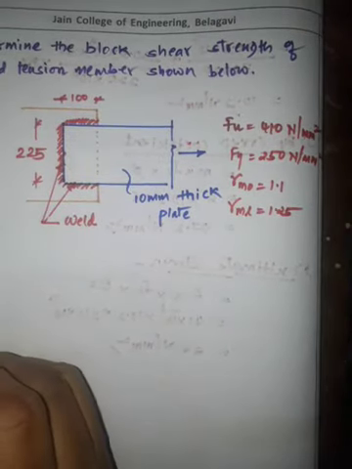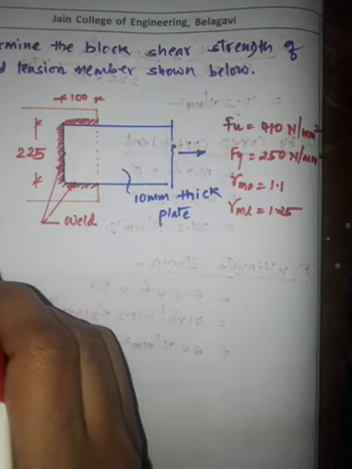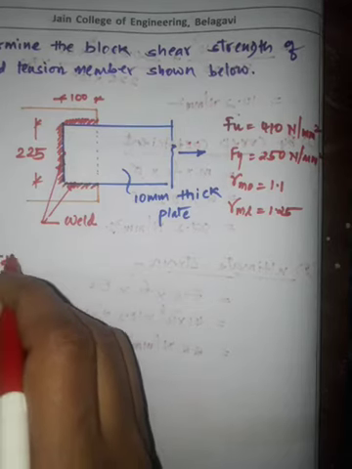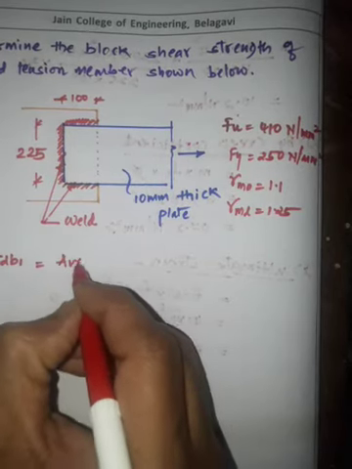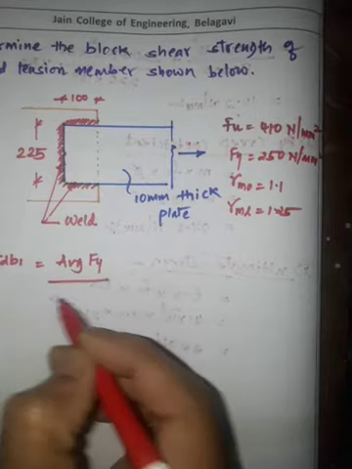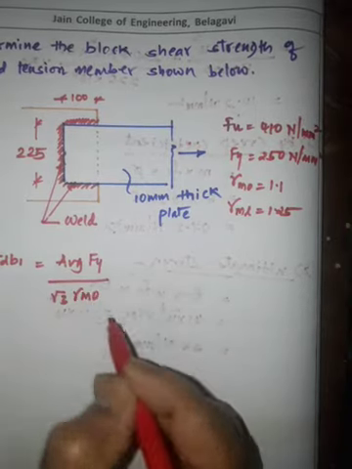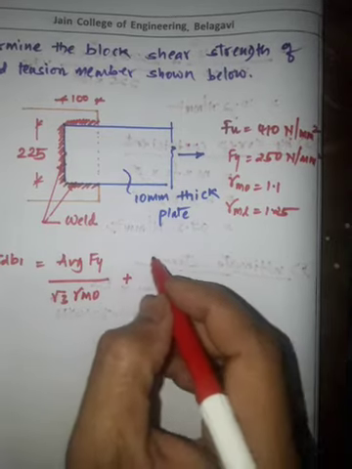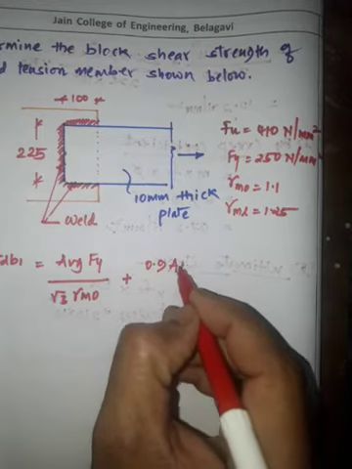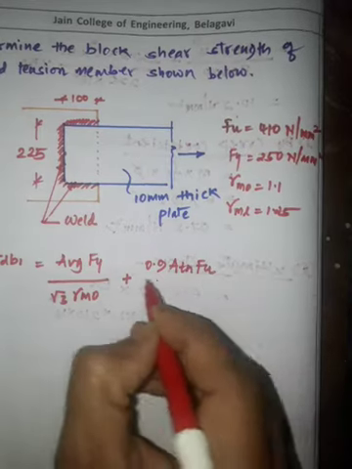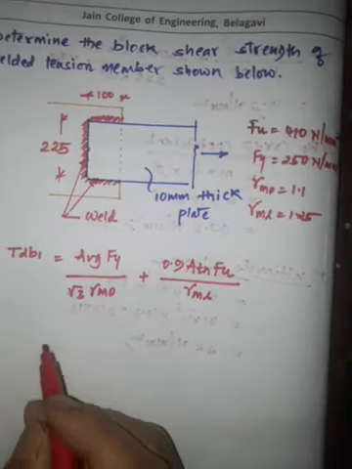The block shear formula is given, again as per IS 800 2007, TDB1, that is AVG into Fy upon root 3 into gamma m naught, plus 0.9 ATN Fu divided by gamma ml. So this is one formula.